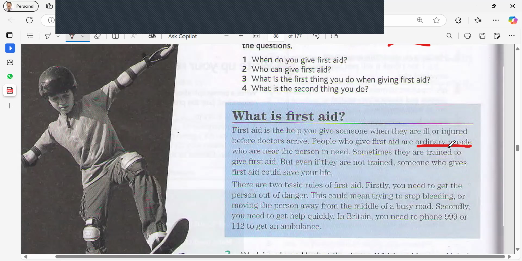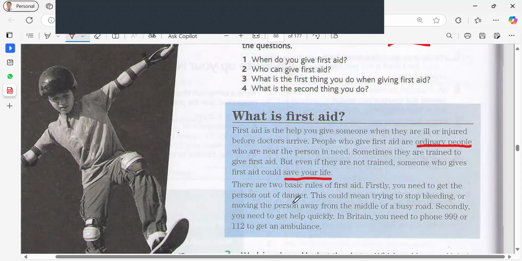Ordinary people, not specialists, who understand how to give first aid, saved the young man's life right after. See the young man sitting, greeting him, kissing his head and thanking him; everyone thanked the one who saved the young man's life. This is what we call first aid, right? If they are not trained, someone who gives first aid could save your life, as I told you: the Turkish janitor saved the young man's life, okay. What are the first aid rules, guys?